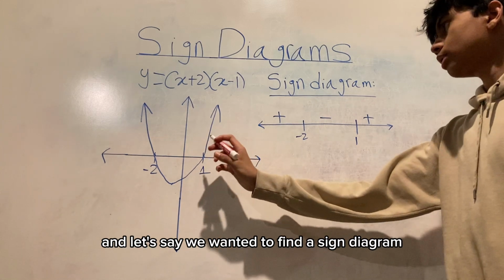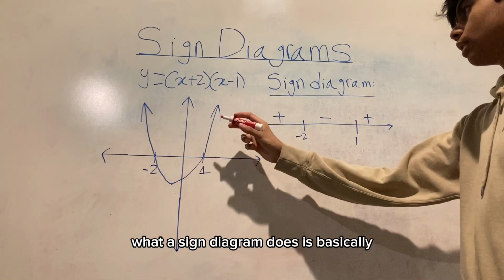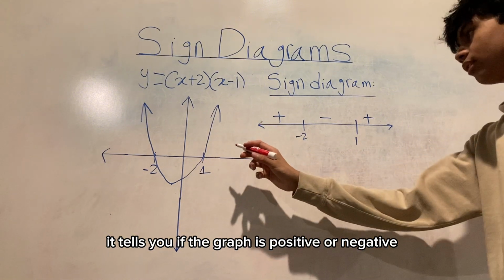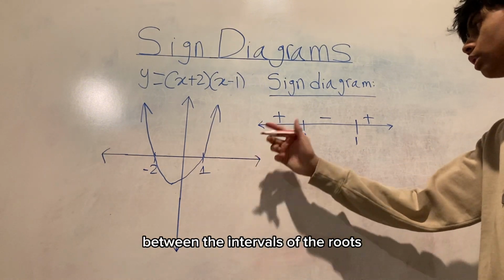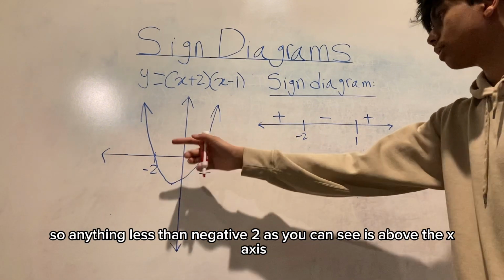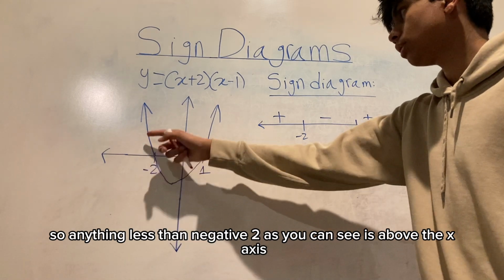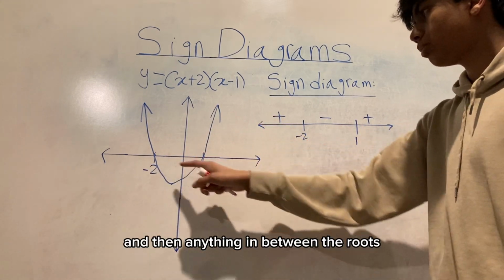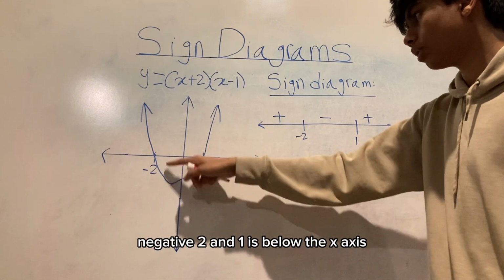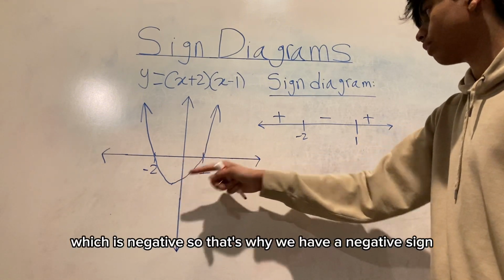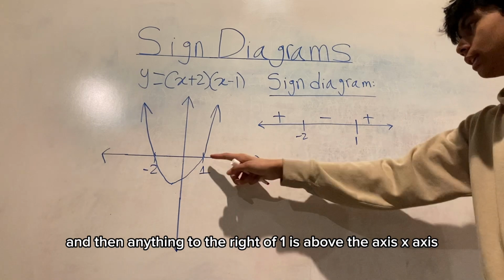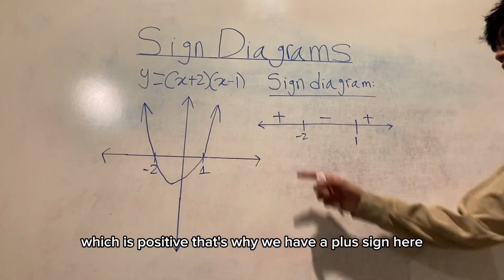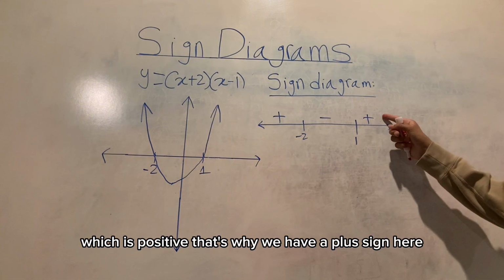And let's say we wanted to find a sign diagram. What a sign diagram does is basically it tells you if the graph is positive or negative between the intervals of the roots. So anything less than -2, as you can see, is above the x-axis. So it's positive, that's why we have a plus sign. And then anything in between the roots, -2 and 1, is below the x-axis, which is negative. So that's why we have a negative sign. And then anything to the right of 1 is above the x-axis, which is positive. That's why we have a plus sign here.